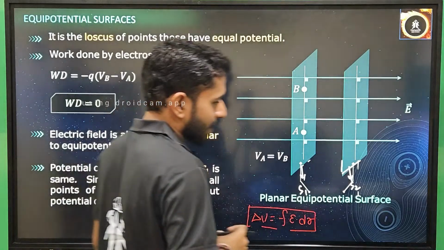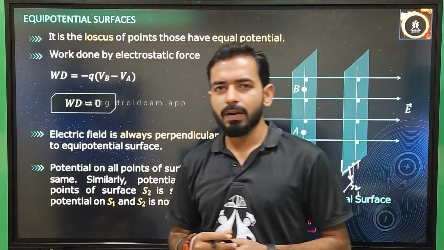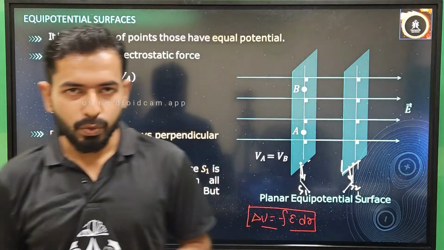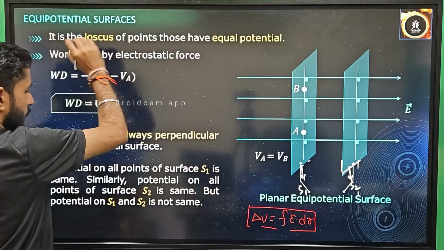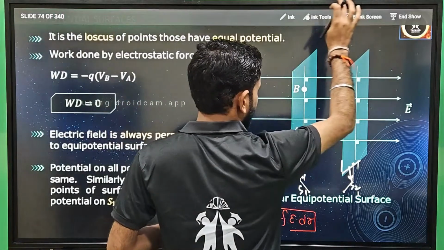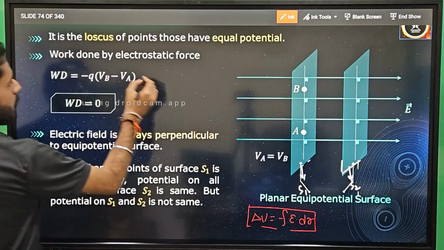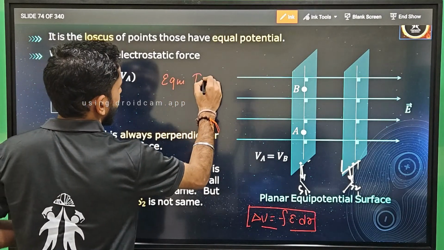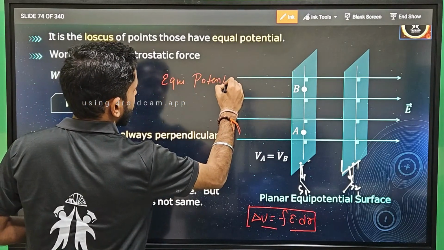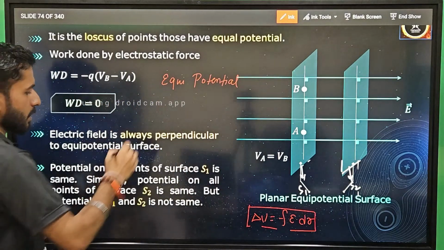That is equipotential surface. Now what is an equipotential surface? From the name itself it is very clear. The name is divided into two parts, equi plus potential. I think I have to take the pen. What is the name? It is equipotential surface. Now what is the meaning of this equipotential surface?